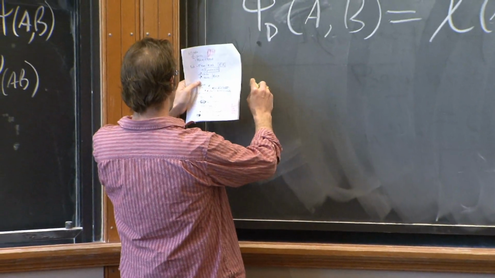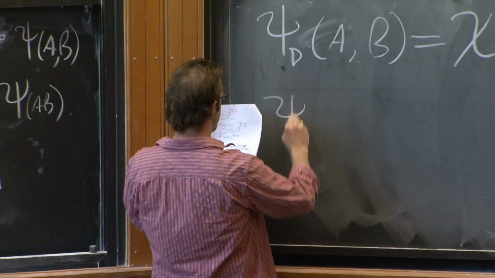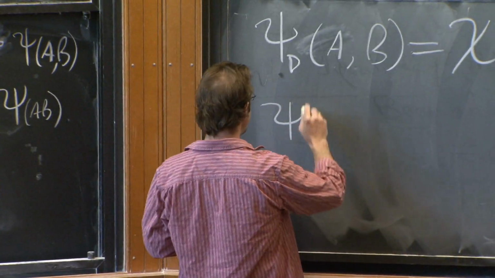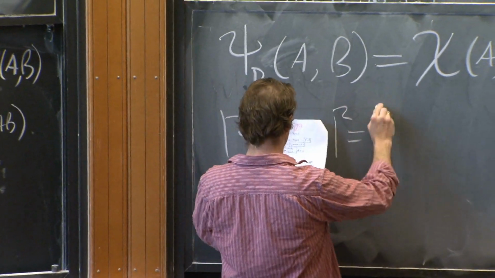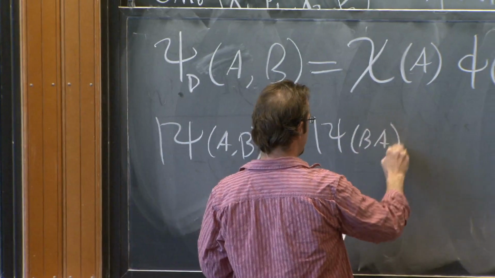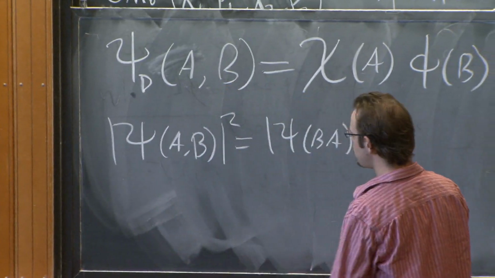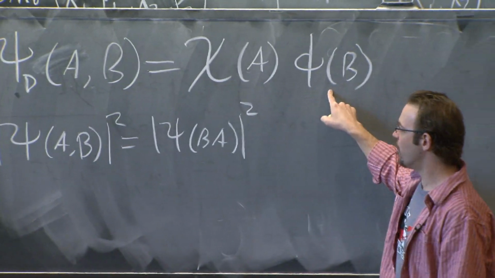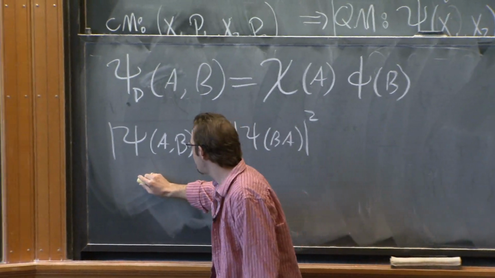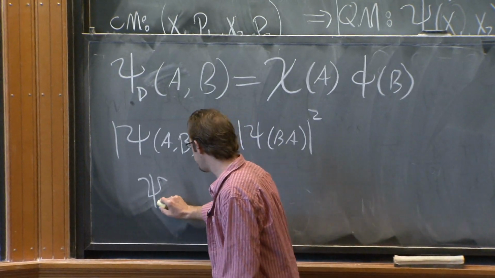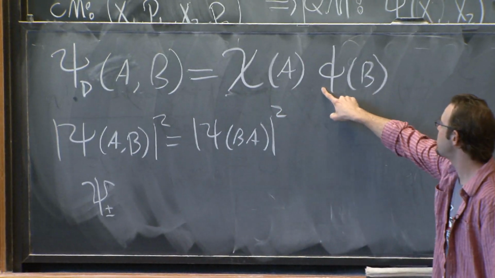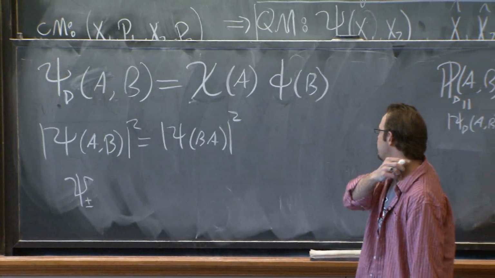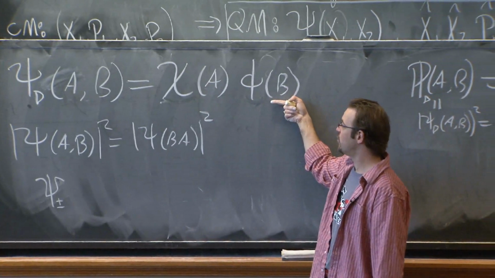On the other hand, if we have indistinguishable particles, psi indistinguishable, we need that the norm squared of psi of AB is equal to the norm squared of psi of BA. And this is not of that form. Okay? So we have two possibilities. I'll write this as psi plus minus. If I know that one of the particles is in the state described by chi, and the other particle is in the state described by phi, this would be an example of a wave function with that property.